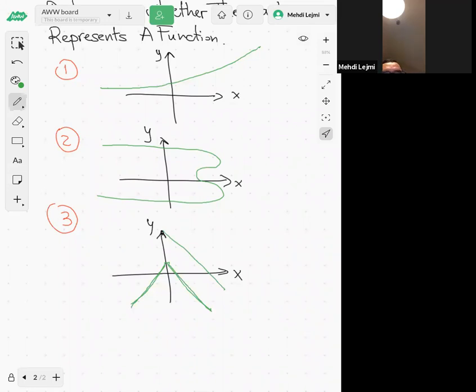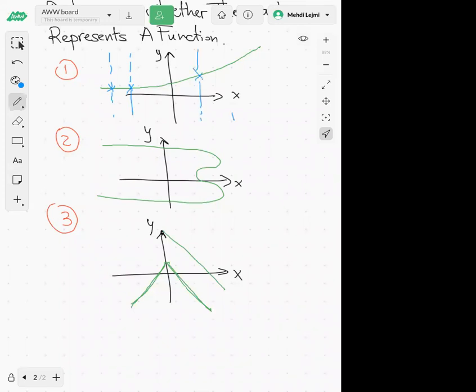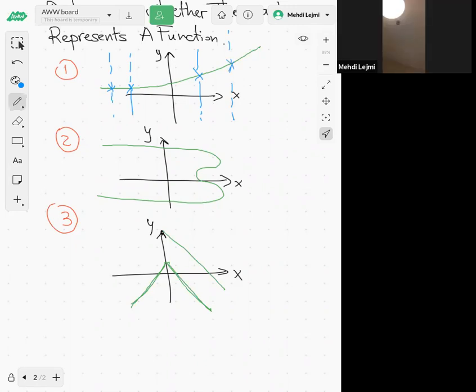So for number 1, if you take any vertical line, it's going to intersect the graph at exactly 1 point here. If you take this one here, it's going to intersect at this point, et cetera, et cetera. So the graph is a function here.